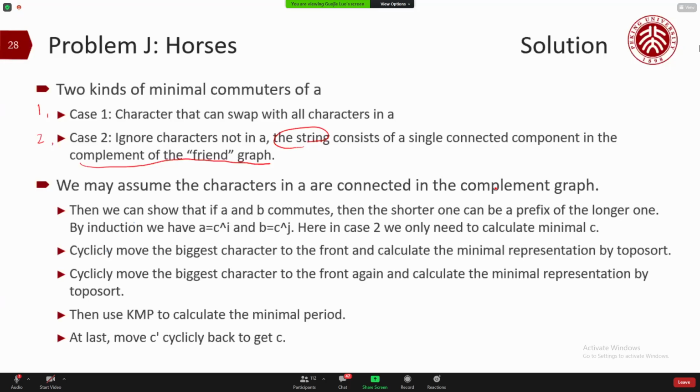Then we show that if A and B commute, the shorter one is a prefix of the longer one. By induction, we can prove that they are repeated strings of the same substring. So in this case, we only need to calculate the minimum C.